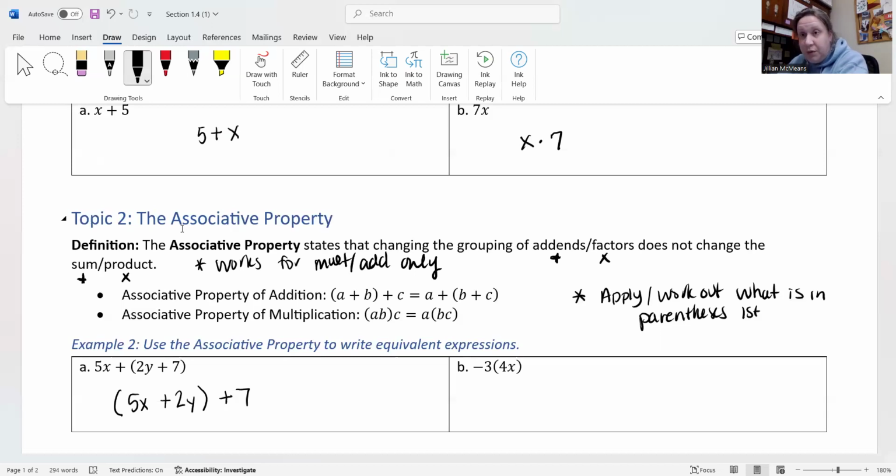Similarly, we have -3, and then in parentheses, we have 4 times x. If I wanted to come up with an equivalent expression, I could definitely take -3 times 4 in parentheses and then multiply by x. So regrouping these isn't going to change the final product, okay? So you've seen the associative and the commutative property. It's easy to get these confused with each other. So commutative is changing order, associative is changing grouping. So find a way to make sure you understand the difference between these two properties.